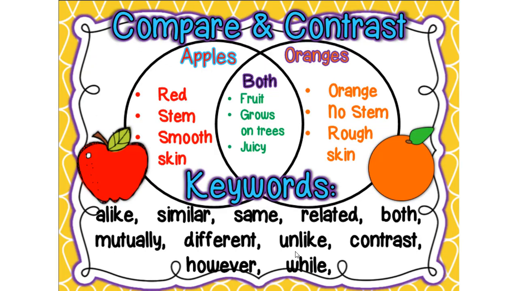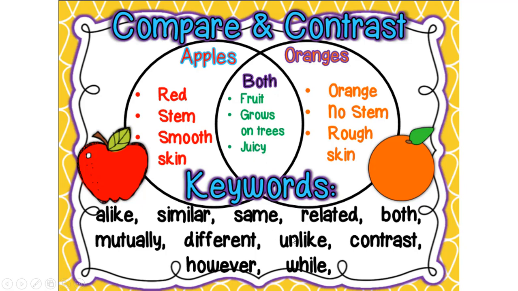So, we were able to create a Venn diagram comparing and contrasting our apples and oranges. We contrasted them because apples are red, they have a stem, and they have smooth skin. And oranges are orange, they have no stem, and they have rough skin. But how are they both similar? How can we compare them? They're both fruit. They both grow on trees, and they're both juicy.